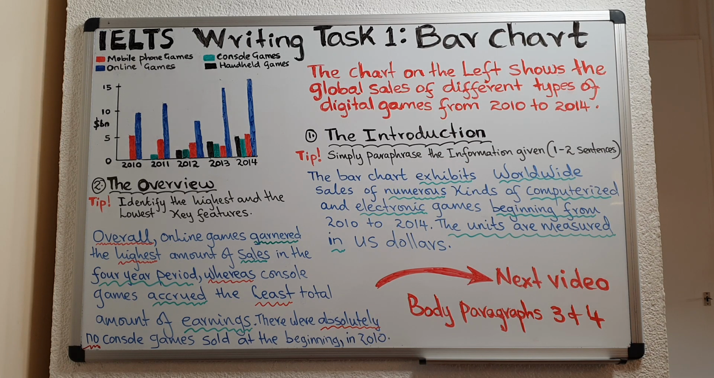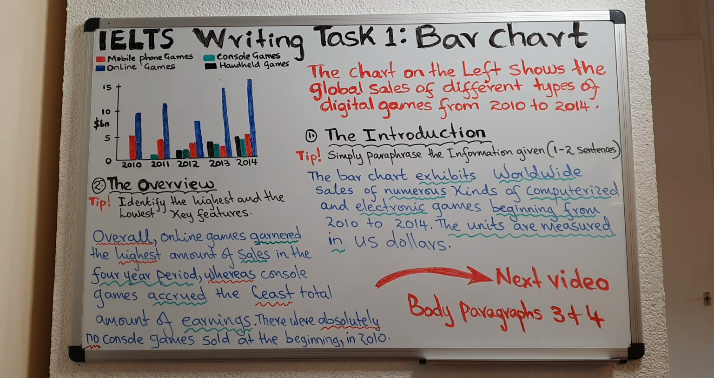So in the overview, identify the highest key feature very quickly, okay? And we have already identified. All you have to do is use your eyes and see that blue has the highest bars. So online games is the highest. And then after that, begin looking for the lowest key feature. Again, just use your eyes and see that green has the least, and that is console games. Very good. Excellent. You have identified the highest and the lowest key feature. Write about it immediately. Remember, you've only got 20 minutes for task 2, so you have to be quick.